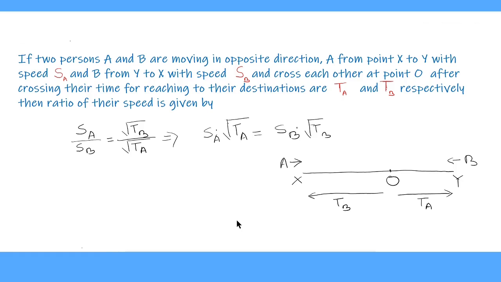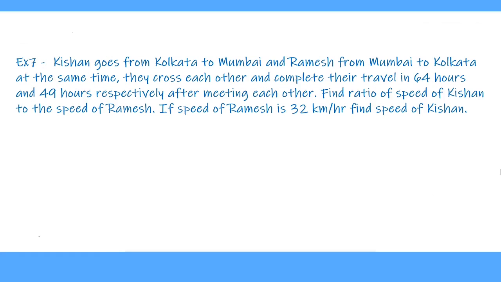Now we go to one example for this formula and solve it to understand the formula properly. Kishan goes from Kolkata to Mumbai and Ramesh from Mumbai to Kolkata at the same time. They cross each other and complete their travel in 64 hours and 49 hours respectively after meeting each other. Find the ratio of the speed of Kishan to the speed of Ramesh. If the speed of Ramesh is 32 km per hour, find the speed of Kishan.